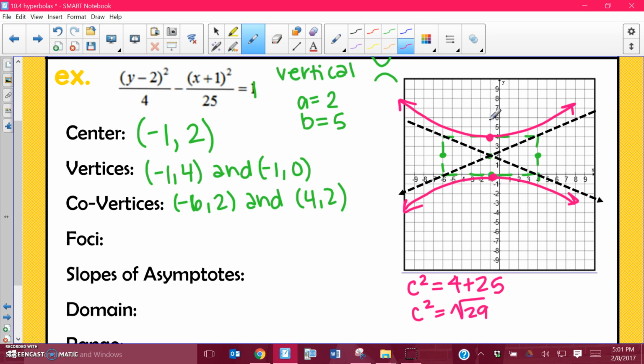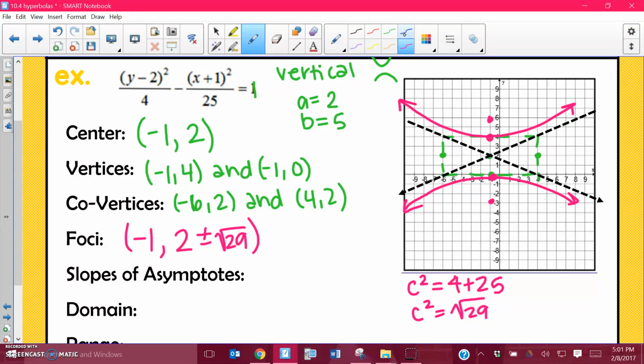In order for me to get to this focal point, I'm going to need to take my x value and keep it the same. So I'm not going to change my x value from my center. However, I'm going to take my 2 and I would either be adding or subtracting that root 29. And since I don't know the decimal approximation of it, I'm just going to be lazy and say that I'm adding or subtracting that root 29.